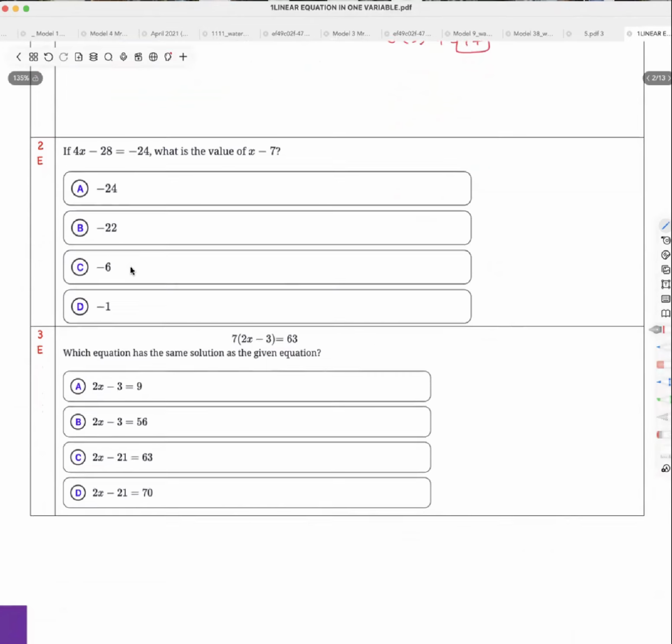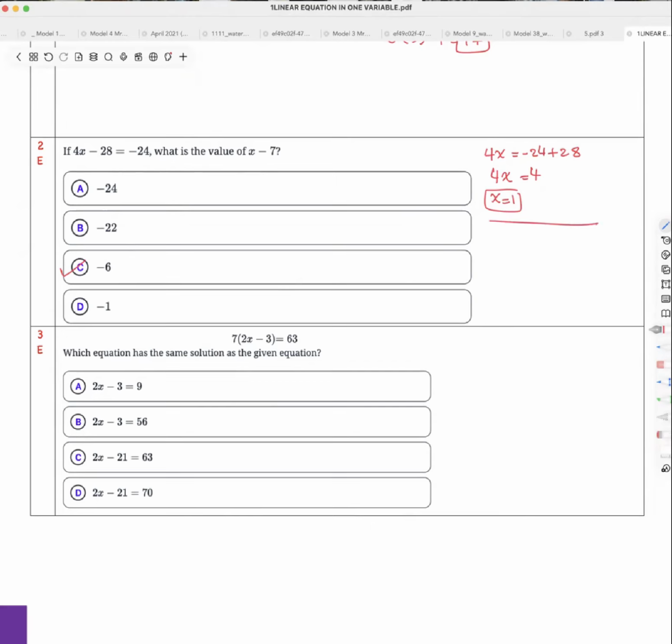Let's move to question 2. If 4x minus 28 equals negative 24, what is the value of x minus 7? Like the previous method, you can add 28 to both sides and then divide both sides by 4 to find the value of x. So it will be 4x equals negative 24 plus 28. So 4x equals 4. Then divide both sides by 4, so x equals 1. So the answer is 1 minus 7, which equals negative 6, which is C.